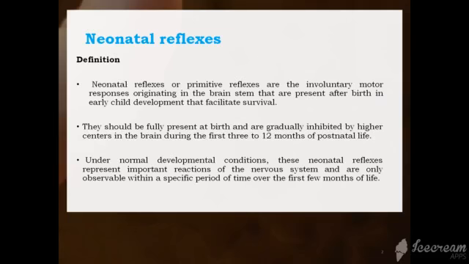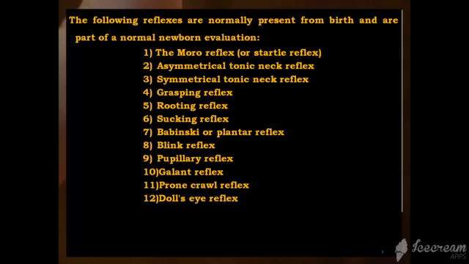The neonatal reflexes are also known as primitive reflexes, which are involuntary motor responses originating in the brainstem that are present after birth in early child development and facilitate survival. They should be fully present at birth and are gradually inhibited by higher centers in the brain during the first 3 to 12 months of postnatal life.